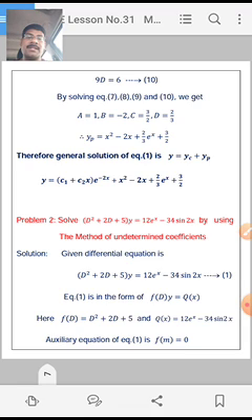Solve the differential equation (d square plus 2d plus 5) y is equal to 12 e power x minus 34 sin 2x by using the method of undetermined coefficients. Given differential equation is (d square plus 2d plus 5) y is equal to 12 e power x minus 34 sin 2x. Equation 1 is of the form f of d into y is equal to q of x. f of d is equal to d square plus 2d plus 5. q of x is equal to 12 e power x minus 34 sin 2x.